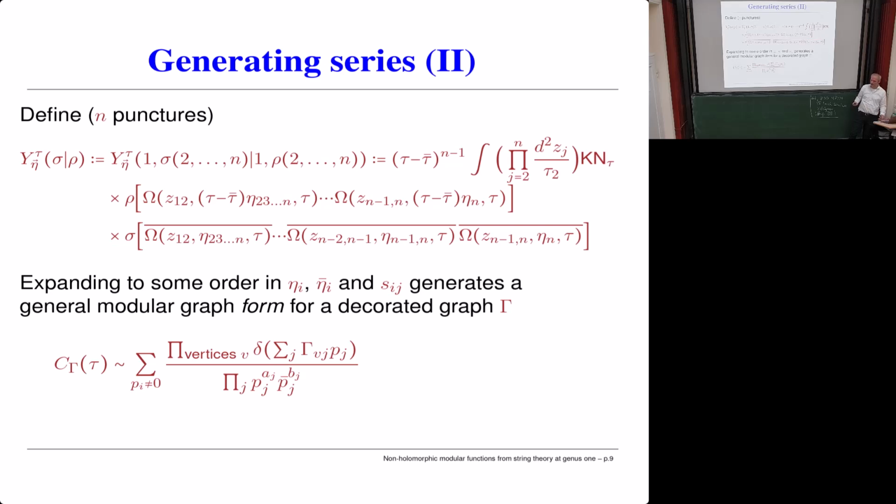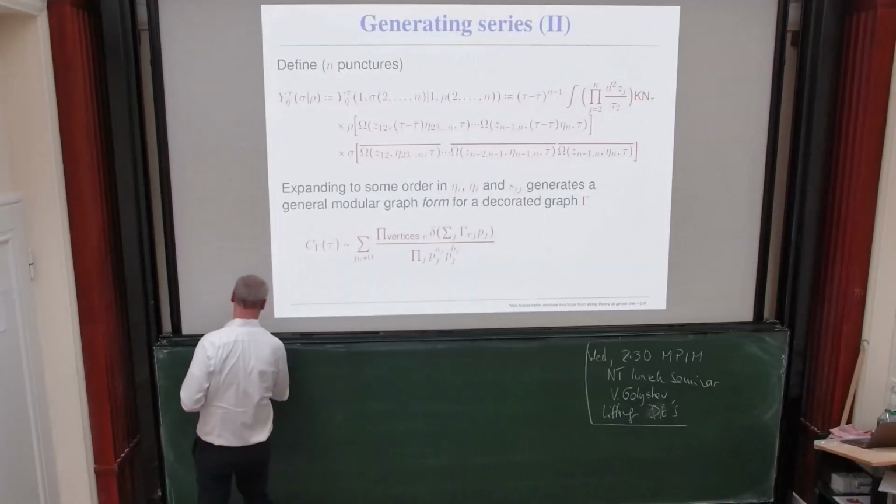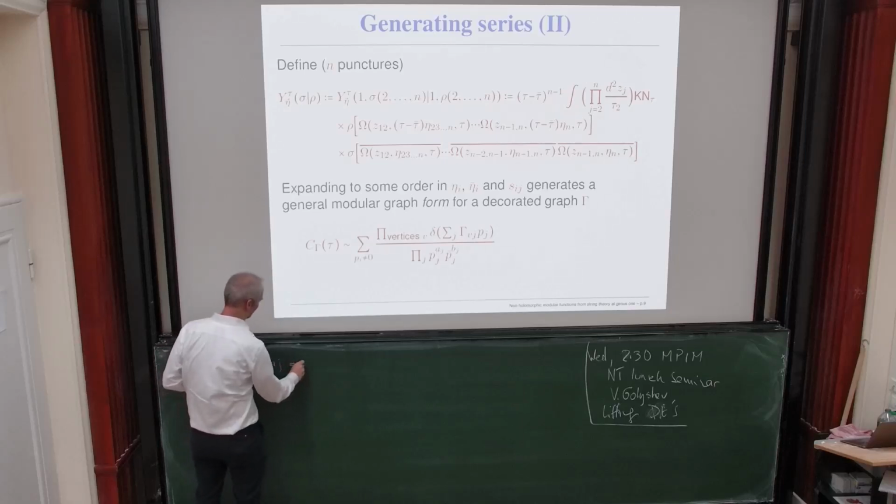What is Zij? Say again? Zij? Oh, I didn't write the definition. Yes, so Zij is the difference between Zi and Zj. Okay. It was on a previous slide. Oh, I did write it. Very fast.